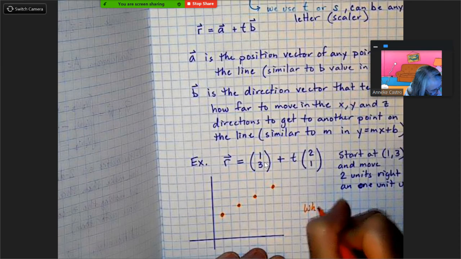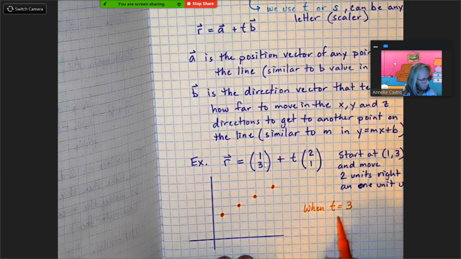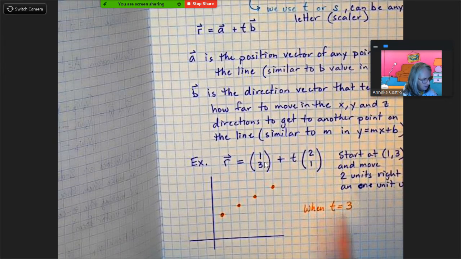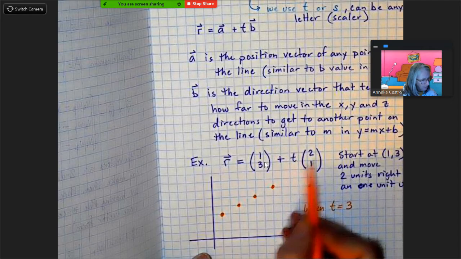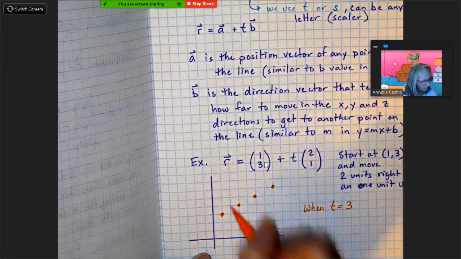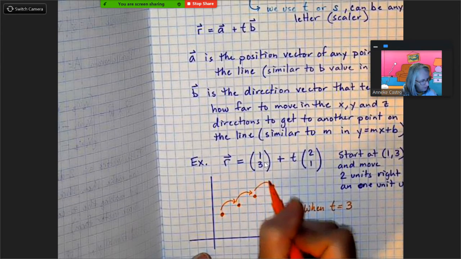When t is equal to 3, what that means is I'm going to move this number, these directions, 3 times. So if I'm starting here and t is equal to 3, I'm going to move in this direction 3 times. I'm going to go over 2, up 1, over 2, up 1, over 2, up 1. That's 3 times. So when t is 3, I'm making this move 1, 2, 3 times.